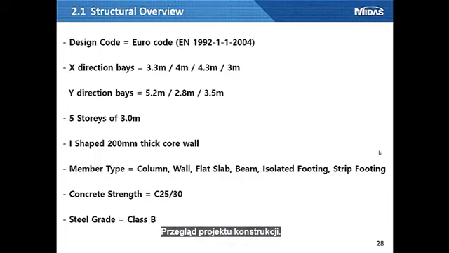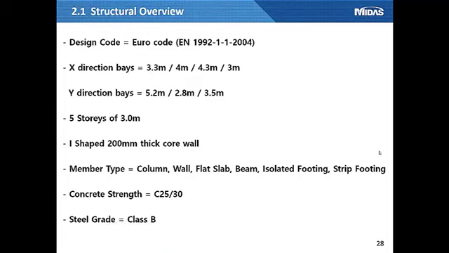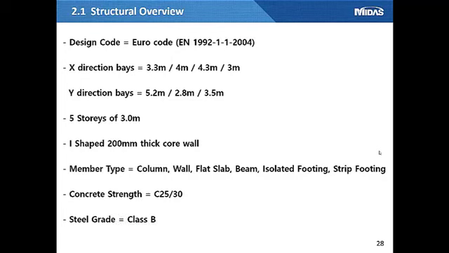Structure design overview. The design code is applied to Eurocode. It is a 5-story structure with a height of 3 meters each floor. The members are composed of column, wall, flat slab, beam, and foundations.